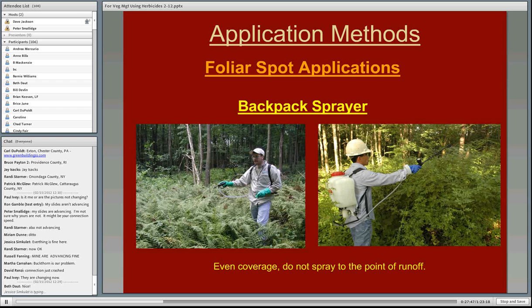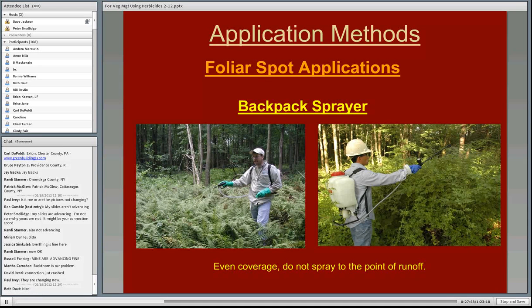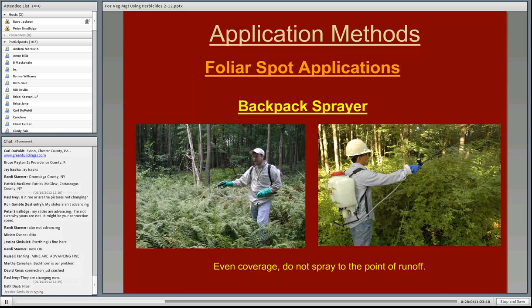So foliar spot applications, these are using a backpack sprayer. We're going to try to get even coverage. We're not going to spray it to the point that it is running off the foliage, but we want to get the herbicide product evenly distributed about the plant through a fine mist of a spray.